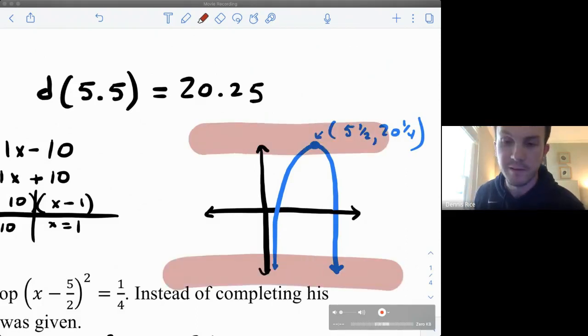So does this graph have a low cutoff? No, it goes on forever. It goes all the way down forever to -50. But there is an upper cutoff, right? It doesn't go up forever. What's the highest this graph goes? That's going to be the y value of the vertex, in this case, 20.25.